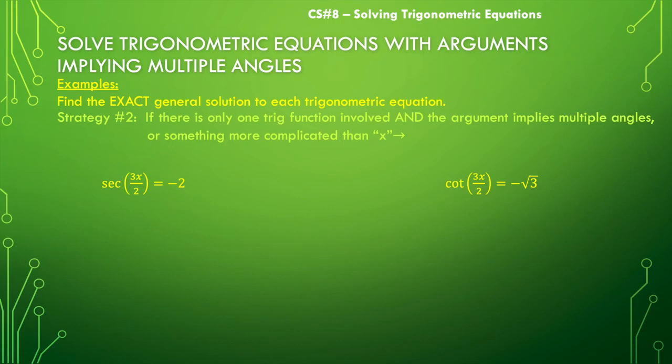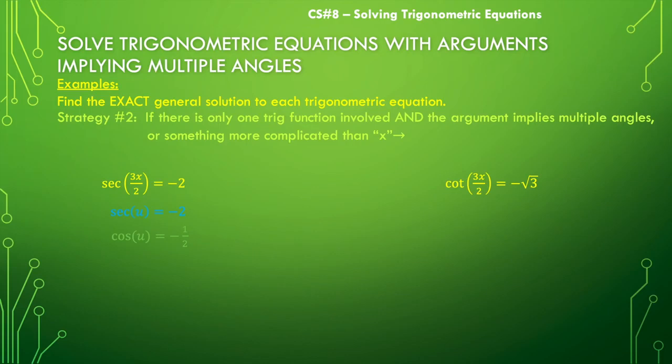So let's go ahead and first sub out our argument. So instead of secant of 3x divided by 2 is equal to negative 2, we'll make that secant of u is equal to negative 2. Now let's reciprocate both sides. So 1 over the secant of u will be the cosine of u, and 1 over negative 2 will be negative 1/2. Okay, now that looks much better, and I know what to do with it, right?